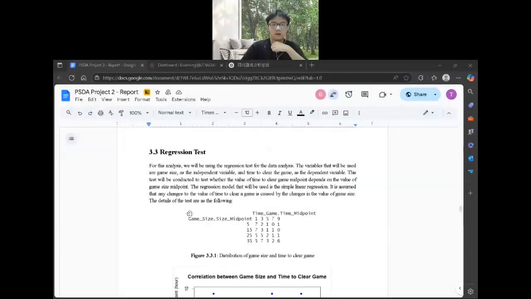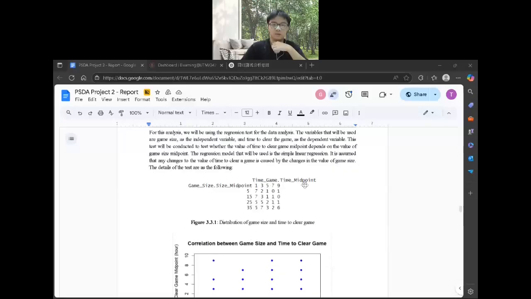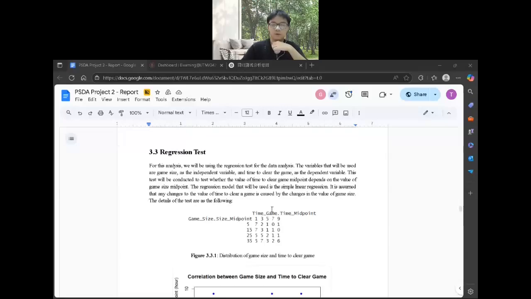My name is Dr. Kwan, and I'll explain the regression test between the game size and the time to clear the game. Before we do the regression test, we have to define which one is the independent variable and which one is the dependent variable. The independent variable will be the game size, and the dependent variable will be the time to clear the game. This test will be conducted to test whether the value of the time to clear the game midpoint depends on the value of the game size midpoint.